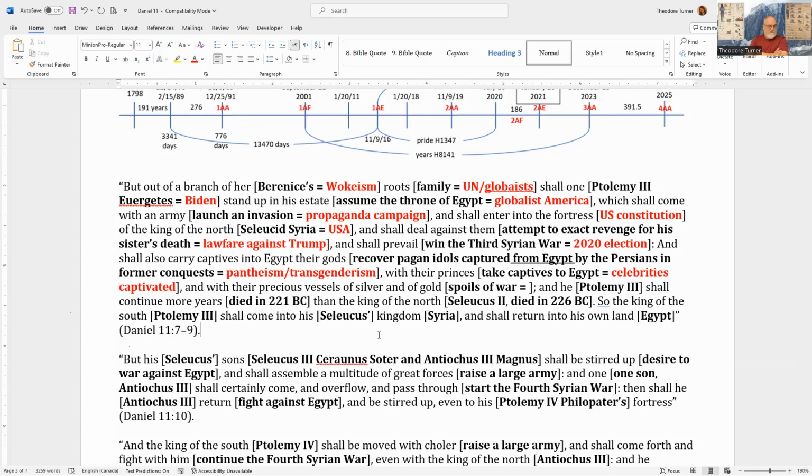But I'm asking the question, given the alternative reading for their precious vessels of silver and gold. Because the alternative there is from the Hebrew, vessels of their desire, right, which can come back to support what you're saying about celebrities. Yeah.